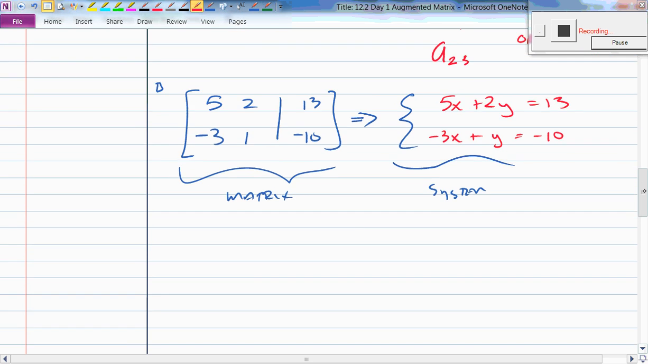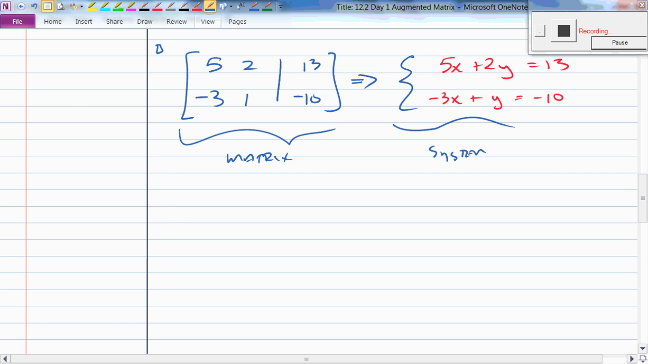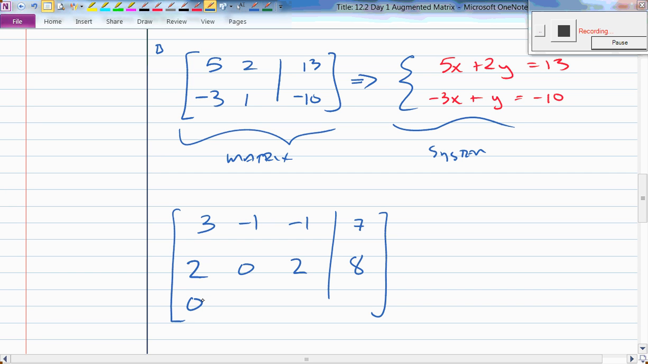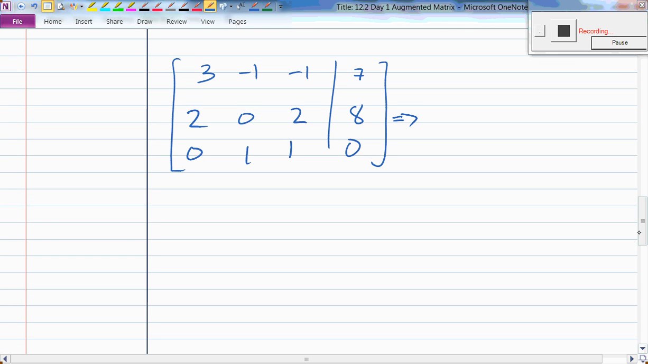All right. And then last one, what if I gave you this matrix? Take this matrix, put it back into a system of linear equations. How about 3, negative 1, negative 1, 7? Let's go 2, 0, 2, 8, and let's go 0, 1, 1, 0. Okay, put that back into a system. Okay, all right, anybody got it? How do I put this back into a system? What would it look like?